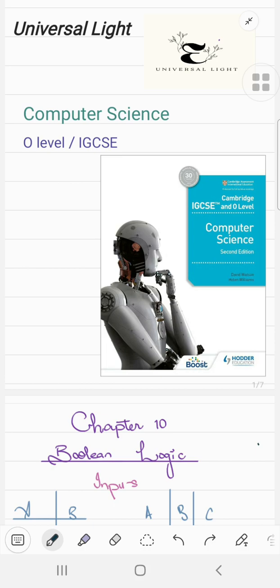In the last class, we were studying computer science for O level and IGCSE, and the book that we are using as a reference is from Motor Education, which has been referred to us by Cambridge for IGCSE and O level appearing students.